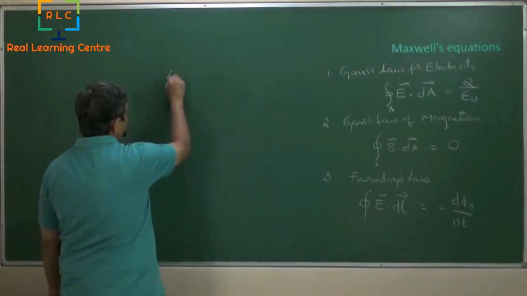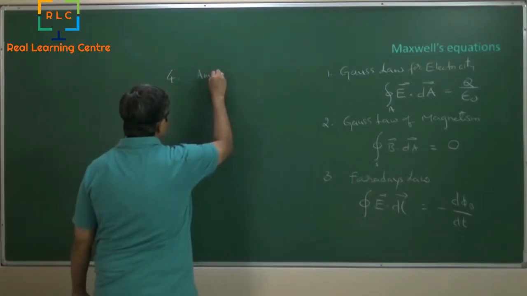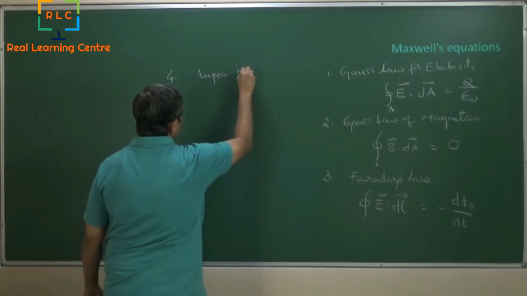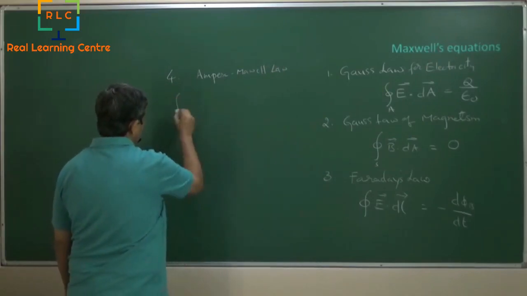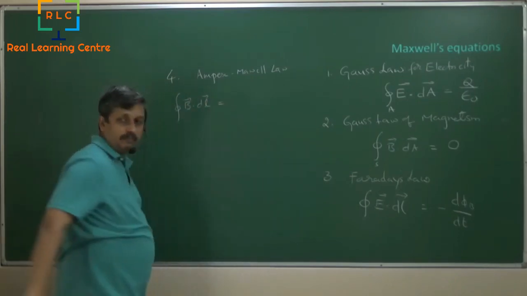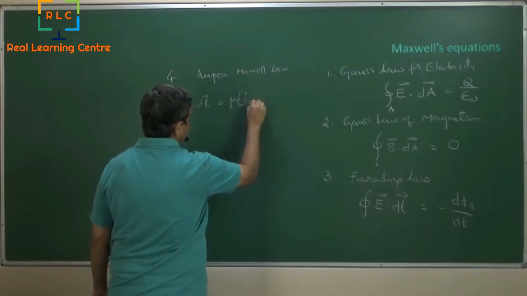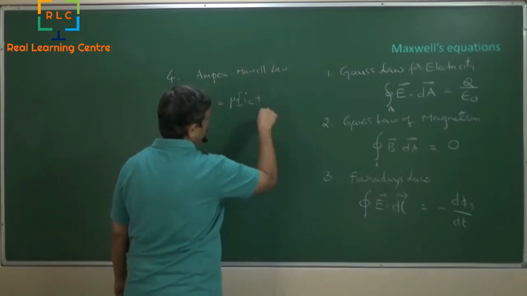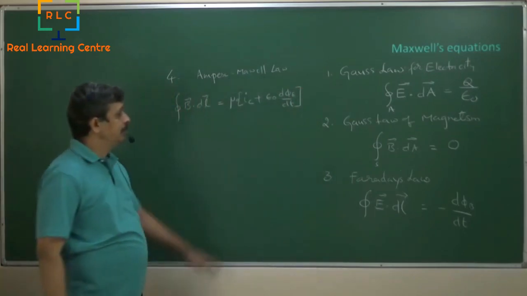Now the fourth one is just now whatever we said. That is the Ampere Maxwell law, which is integral of B dot dl is equal to mu naught into I_C, that is conduction current, plus epsilon naught into d phi E by dt. This is displacement current.